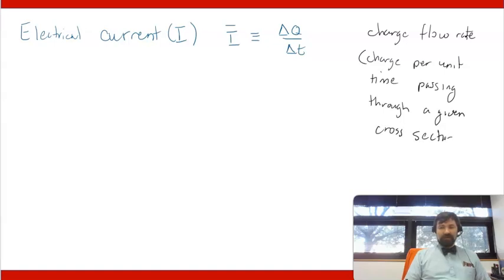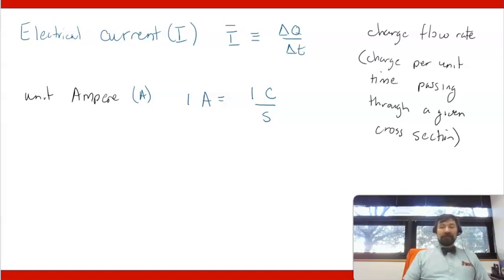So the unit of amp, or ampere, is represented by an A. 1 amp is 1 coulomb per second. All right, so we've now defined what the unit is.